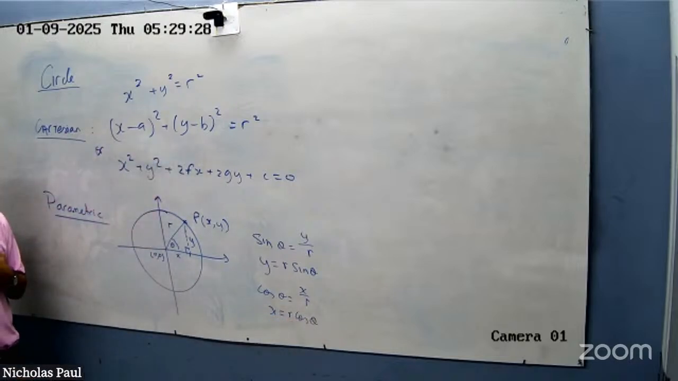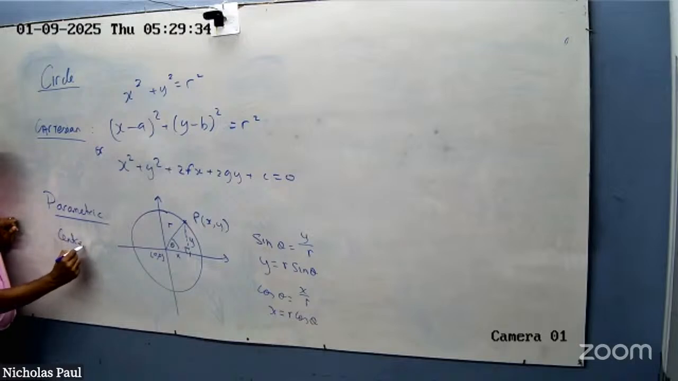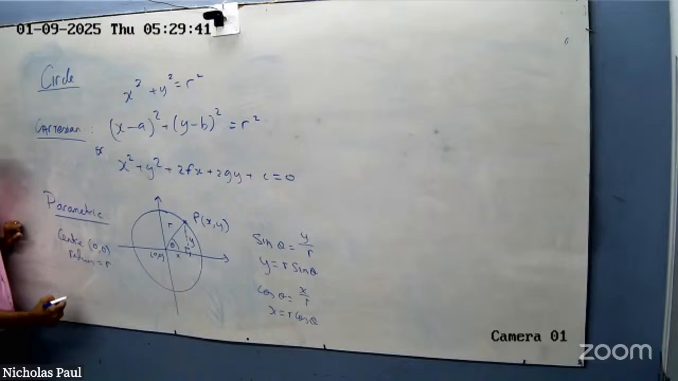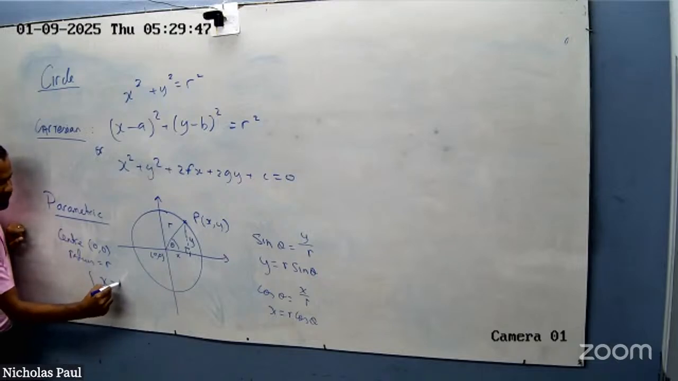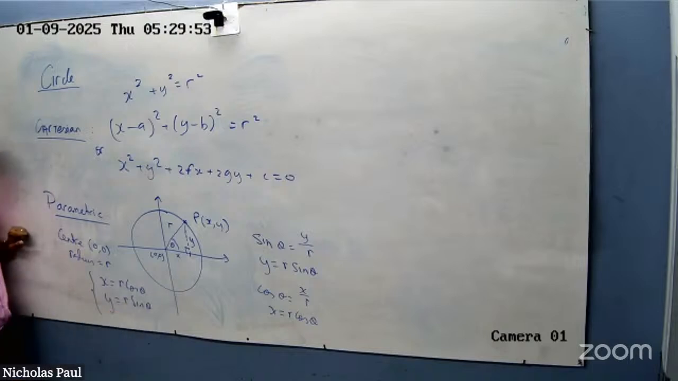You okay with that? So therefore, the parametric with this circle, center 0, 0, and radius r, the parametric is this. This is your parametric. X is equal to r cosine theta. Y is equal to r sine theta.